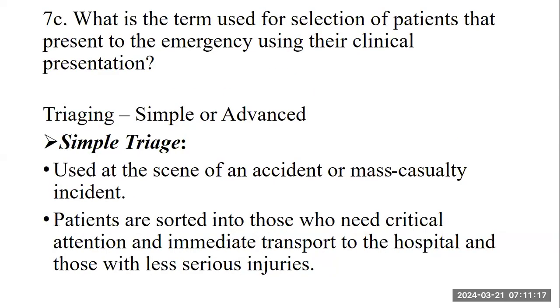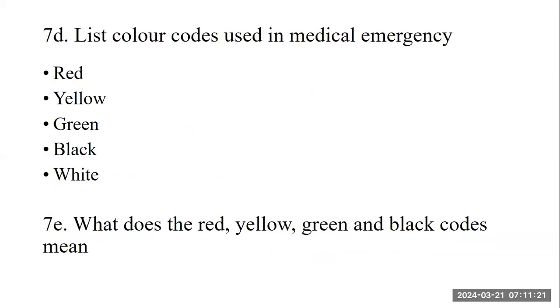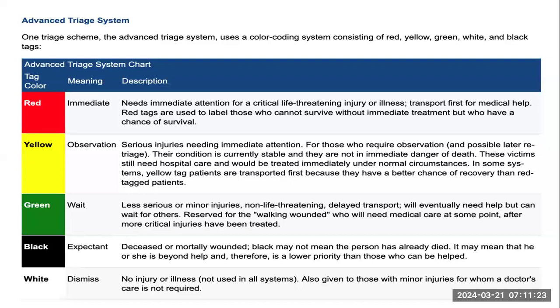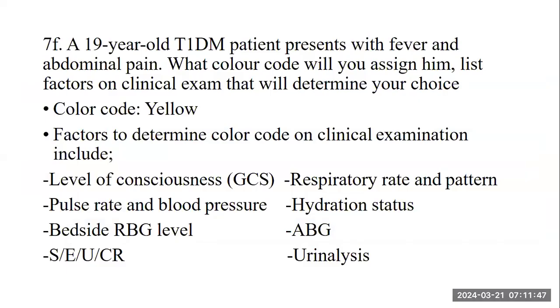Okay, I stopped at the table showing the color codes and I'd finished it. I said red needs immediate attention, they are life-threatening conditions and have 50-50 chances of survival. Yellow will survive better. Green, less severe injury. Black, they're almost dead, but there's still hope. White, nothing serious, so they can be dismissed and you concentrate on others that need attention.